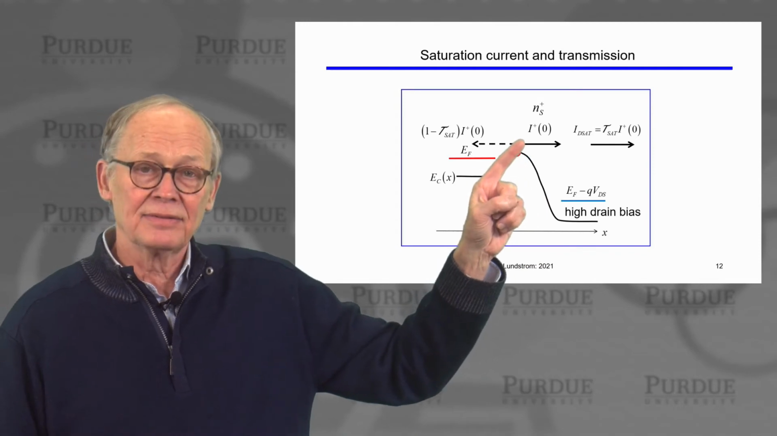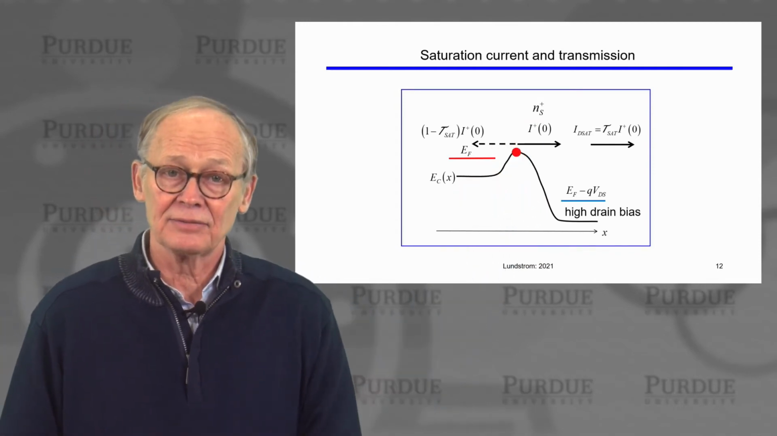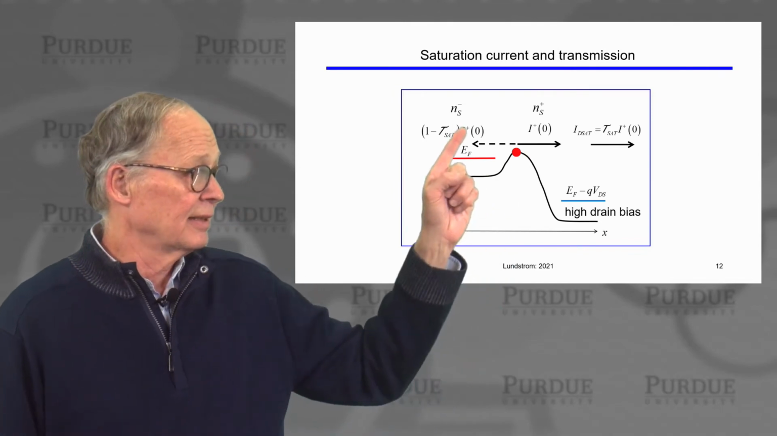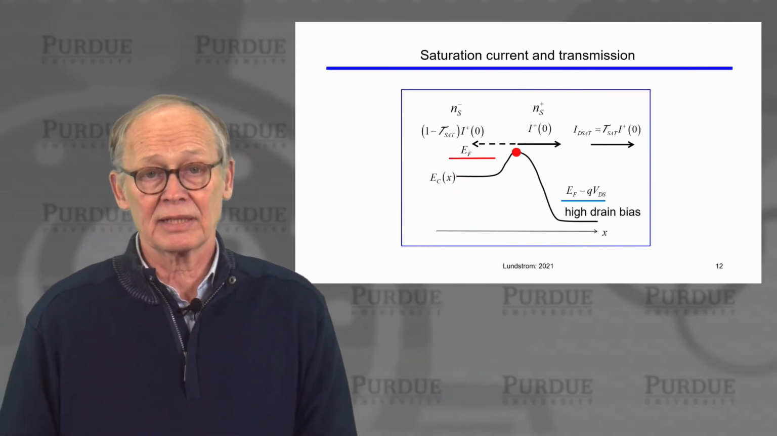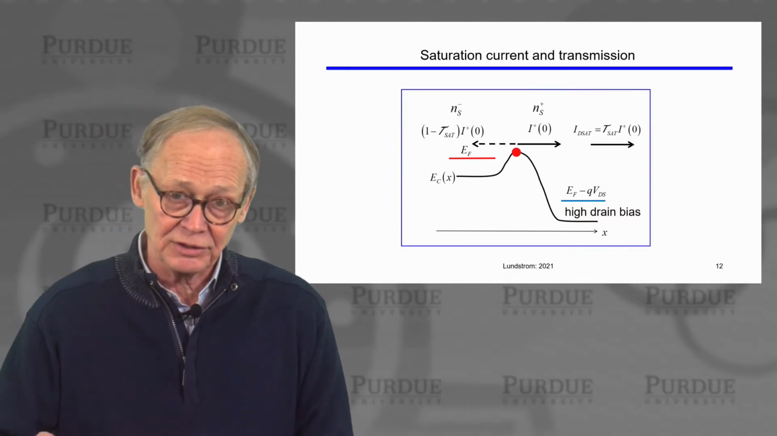The positive current will be carried by electrons that have a positive velocity. The negative directed current will be carried by electrons that have a negative velocity in the x direction, the direction of the channel.